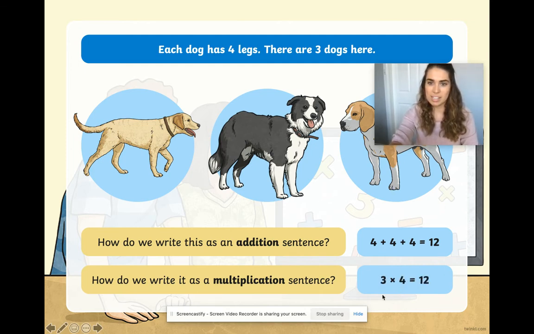And if I'm doing my extension maths work, there are 3 doggies. Each doggie has 4 legs. So I write 3 times 4. There are 3 groups of 4. 4 over here, 4 over here, 4 over here. 3 times 4 equals 12.